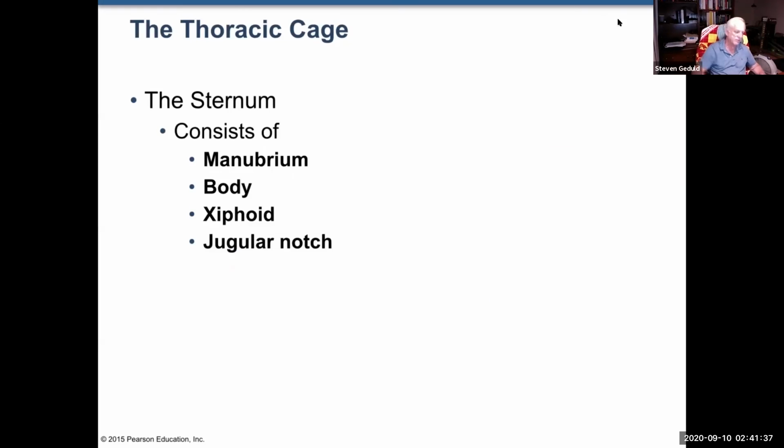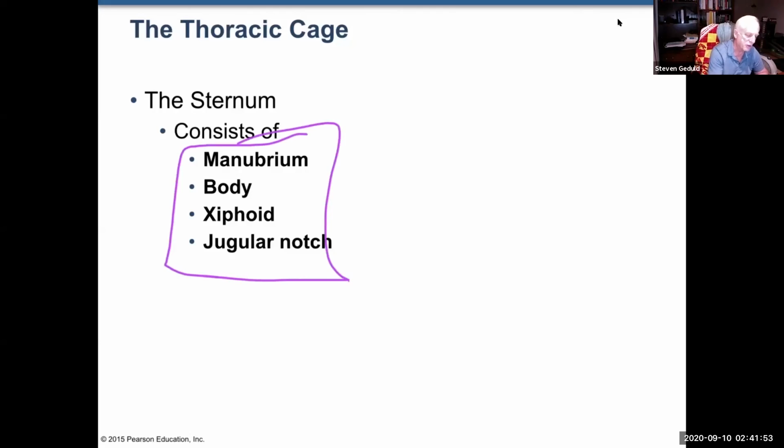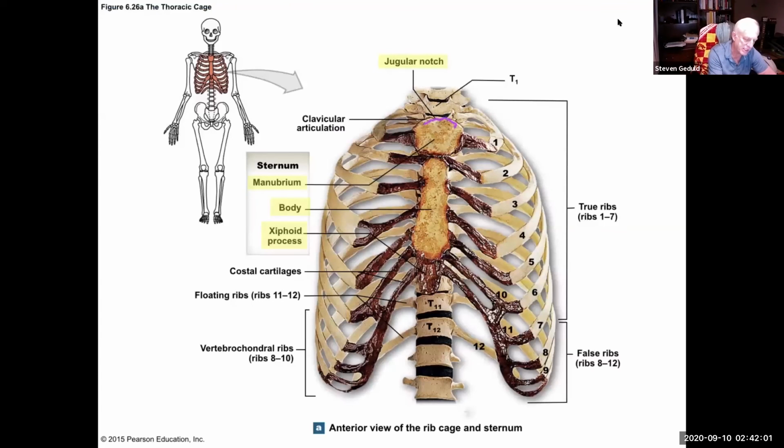Thoracic cage. The thoracic cage is your ribs, and it comes across and meets in the sternum. The sternum consists of the manubrium, the body, the xiphoid process, and the jugular notch. Those are the four parts of your sternum. And each is important. This is the manubrium. The manubrium is this plate right here, this circular plate. That's your manubrium.